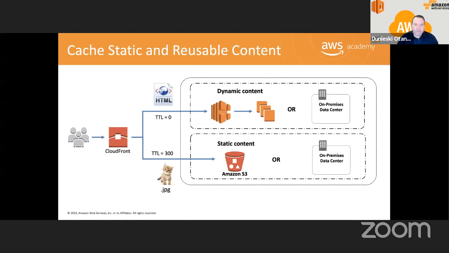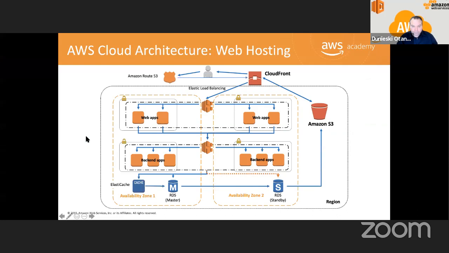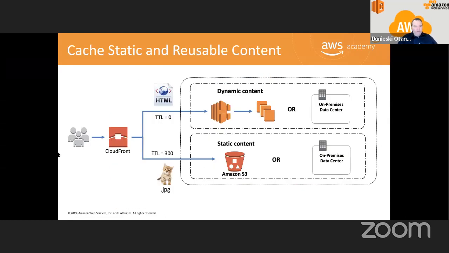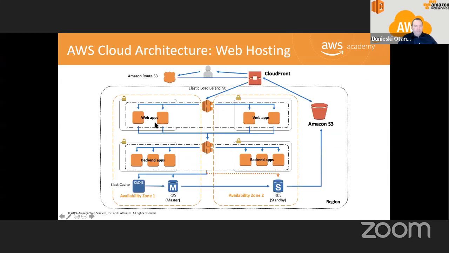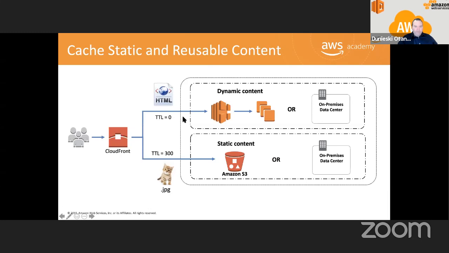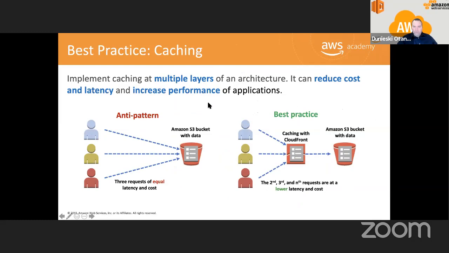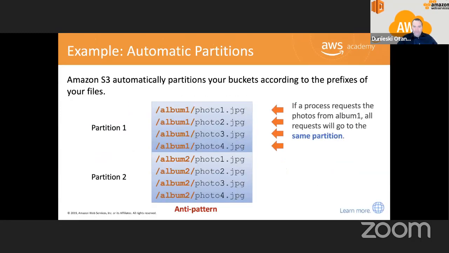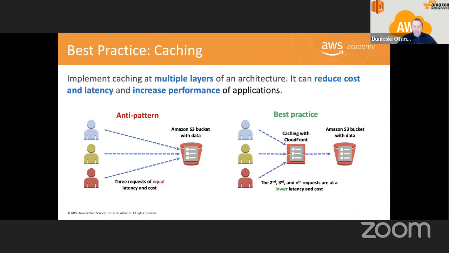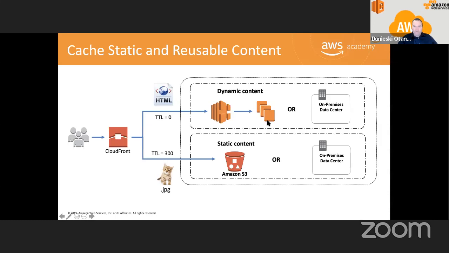You cache static and reusable content. So we have all the users here. They get the information from CloudFront, right? So we have the TTL here, which is 0, right? Because the dynamic content is here in this CloudFront. And then actually, sometimes I get a little confused with the icon of the service. Okay, these are Amazon EC2 instances. Let me see here.